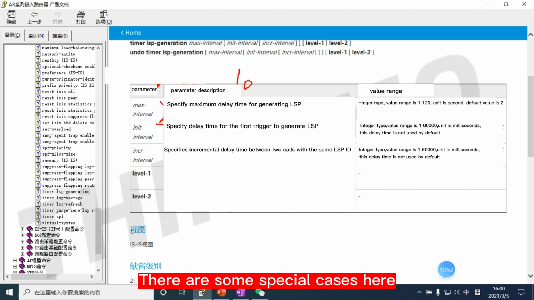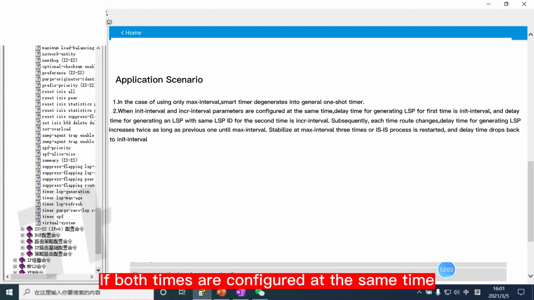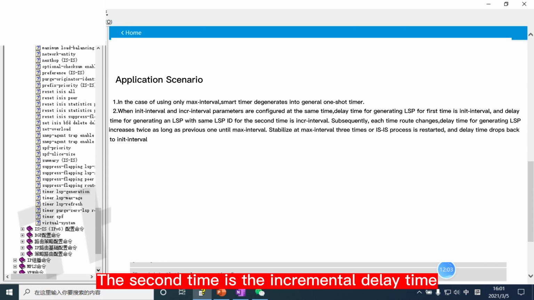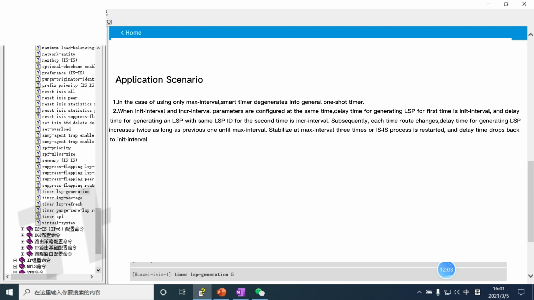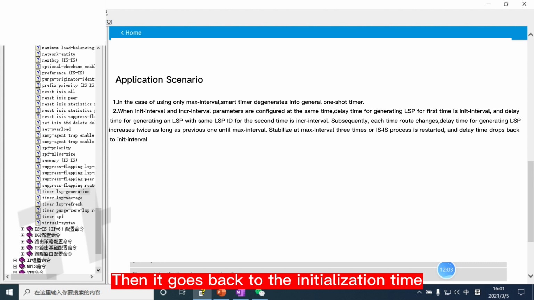There are some special cases here. First of all, if you just use the max time, it is a regular one-time trigger. Let's say the configured time is 10 seconds, it's disposable. If all three times are configured at the same time, the first time is the initialization time and the second time is the incremental delay time. If the link jitters again after 2 times, every time it changes, you multiply it by 2, until the maximum time of 10 is reached. Then it goes back to the initialization time and starts at the beginning.